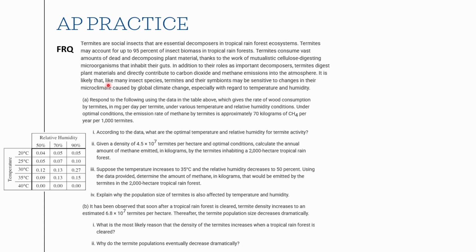It is likely that, like many insect species, termites and their symbionts may be sensitive to changes in their microclimate caused by global climate change, especially with regard to temperature and humidity. Part A. Respond to the following using the data in the table above, which gives the rate of wood consumption by termites in milligrams per day per termite under various temperature and relative humidity conditions. Under optimal conditions, the emission rate of methane by termites is approximately 70 kilograms of methane per year per 1,000 termites.